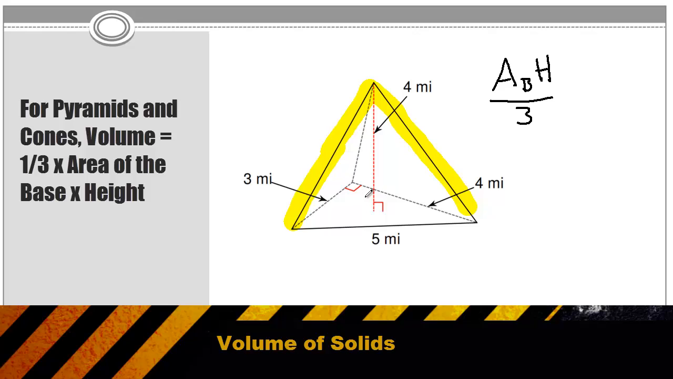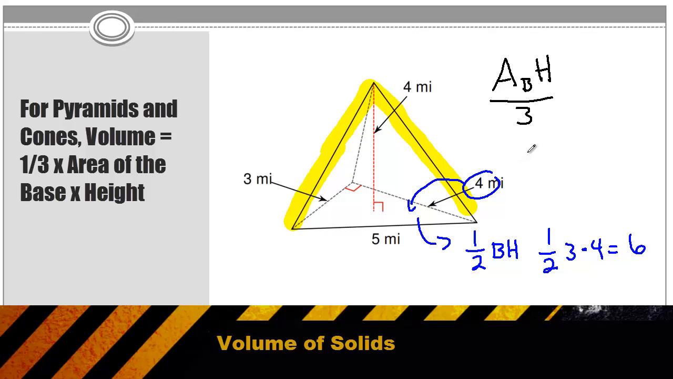So in this case, my base is a triangle. So I'm going to use the equation that the area of a triangle is 1/2 times the base of my triangle times the height of my triangle. In this case, the height is referring to the 4 relating to the triangle and not the height of the overall pyramid. So the area of my base triangle is 1/2 times 3 times 4, or 6.